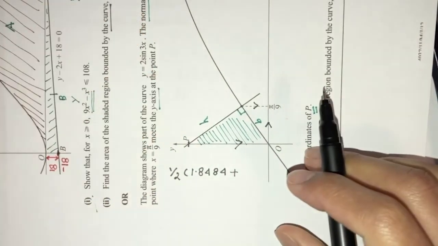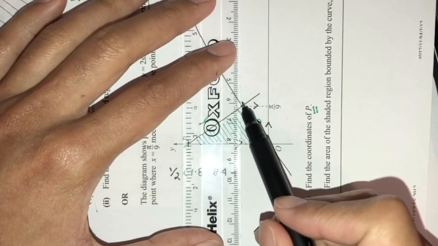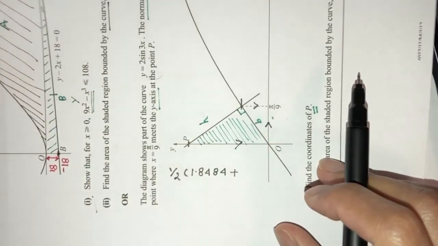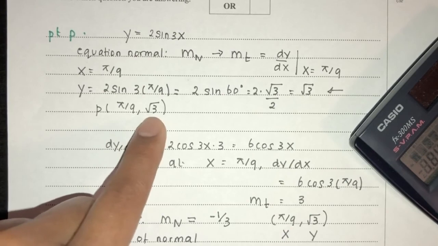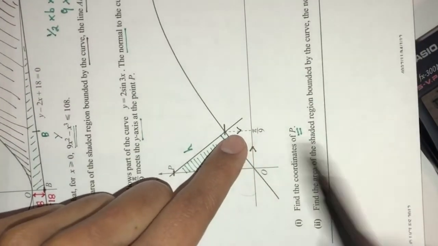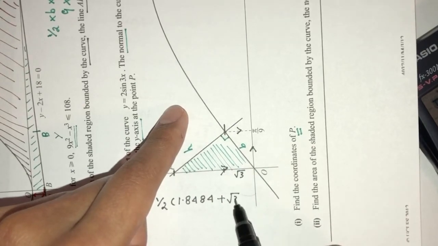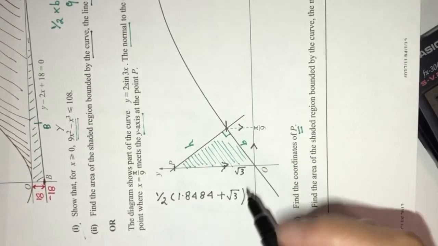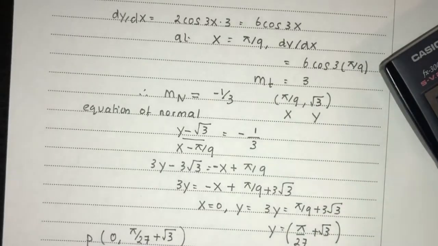So we have to find this value, right? To find this height, we have to find the y value for x equal to pi by 9. As we have seen here already, this is your value of y. So this height here is root 3. So plus root 3. And then we have to multiply by the perpendicular height, which is pi by 9. So that is your first part.